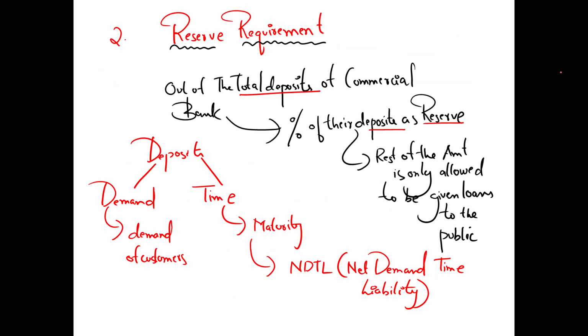So then what are reserve requirements? Every commercial bank, out of its total deposits, needs to keep a certain percentage as reserves, and this is known as reserve requirement. The total deposits means there are two types of deposits. Mainly one is demand deposits and the other is time deposits. Demand deposits are those deposits that can be withdrawn by the customers on demand, and time deposits are those deposits that can be withdrawn only at maturity or during a specified time interval. So as a result, the deposits are totally known as net demand time liability.